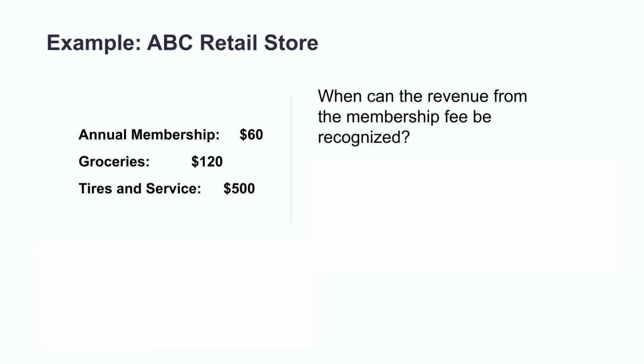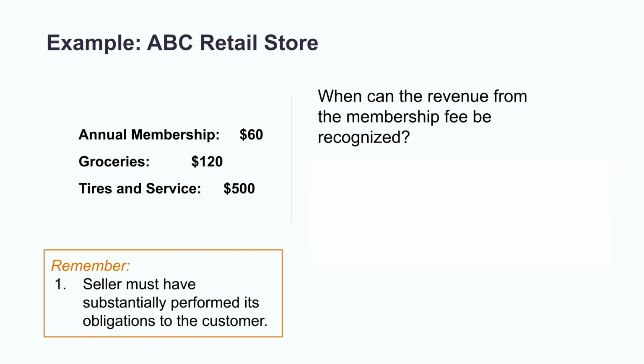Well, let's look at the first piece of the revenue recognition criteria again from earlier. The seller must have substantially performed its obligations to the customer. Now, in this case, the criteria has not been met at the time of sale, since ABC Company has an obligation to provide the customer with membership access for that full year. This means that at the time of the sale, they would need to defer the revenue for the remainder of the year by accounting for the $60 as unearned revenue. This is a liability account because at this point in time, the company still owes the customers this service. So at this point, no revenue for the membership fee has been recorded.